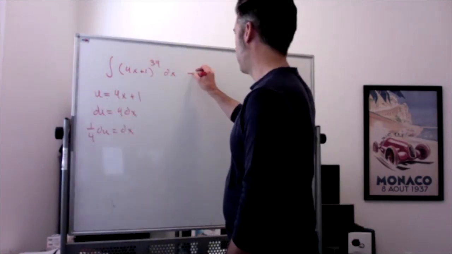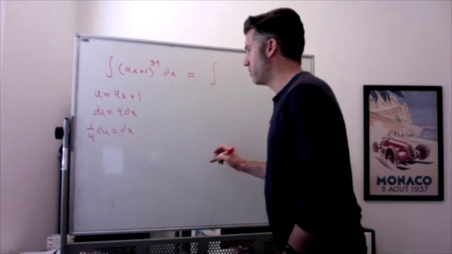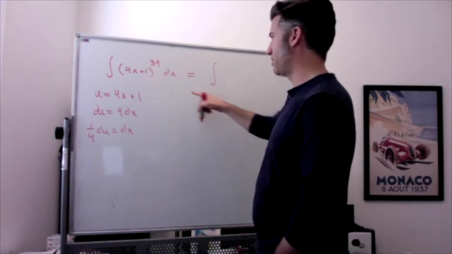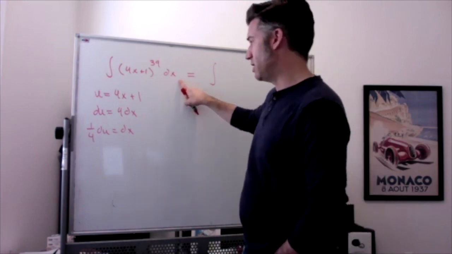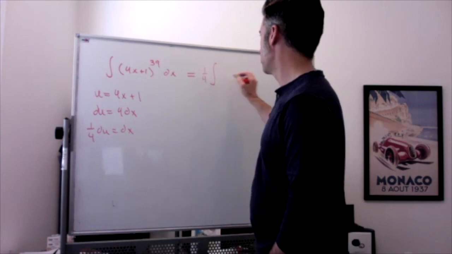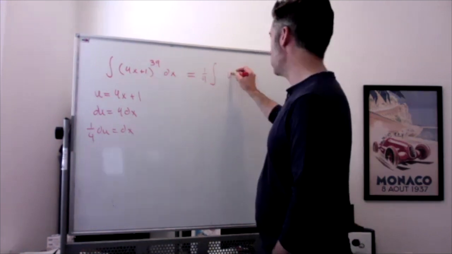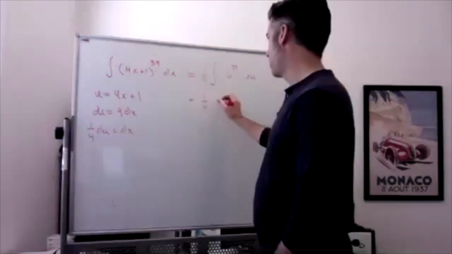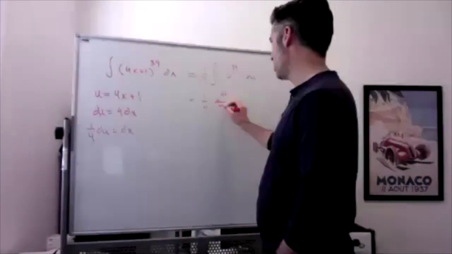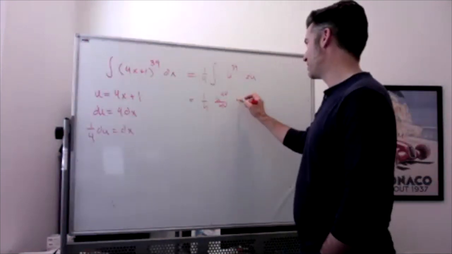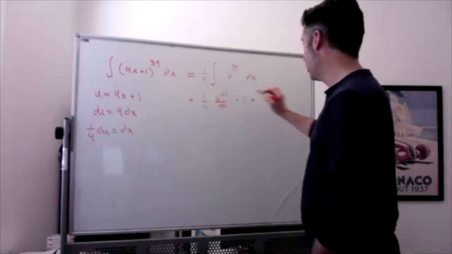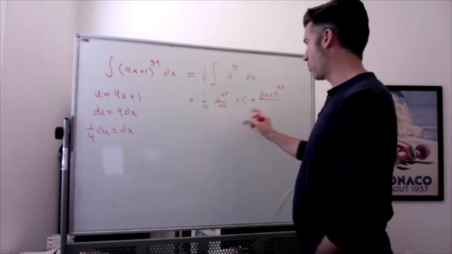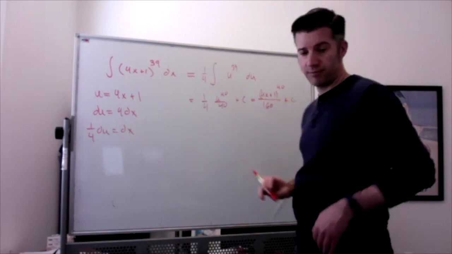So then we're going to have the integral of, let's see, sorry, I should always deal with the dx first. The dx becomes 1/4 du, and this becomes u to the 39th power. Then we integrate. We get 1/4 u to the 40th over 40 plus c, and u is 4x plus 1. That's going to be 4x plus 1 to the 40th power divided by 4 times 40, which is 160, plus c.